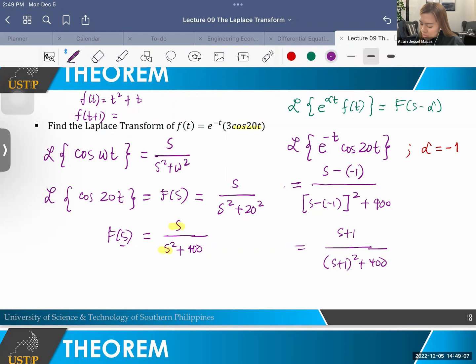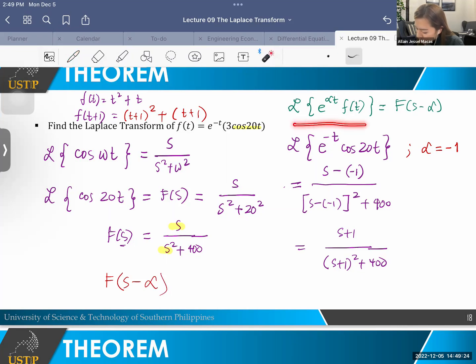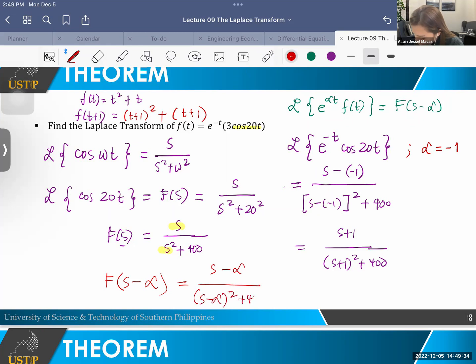So, all t, replace it with t plus 1. So, we have t plus 1 squared plus, one t plus t, it can become t plus 1. So, that's the same idea here. So, for our f of s, we replace s with s minus alpha based on this theorem. Okay, so that is just equal to s minus alpha over s minus alpha squared plus 400.